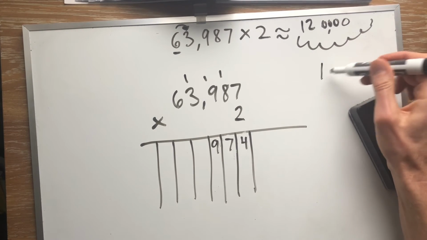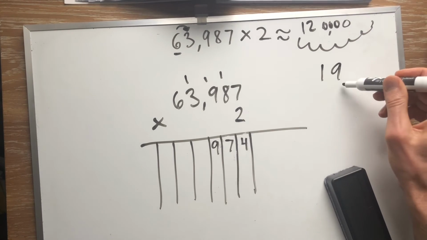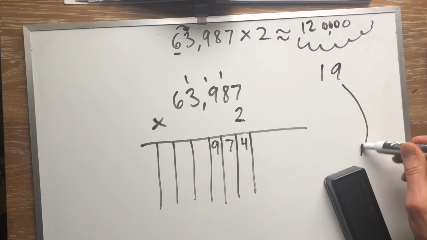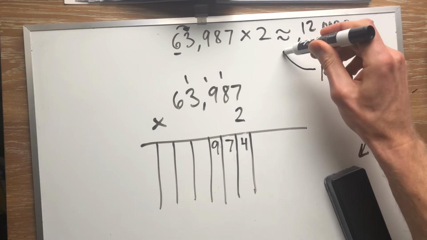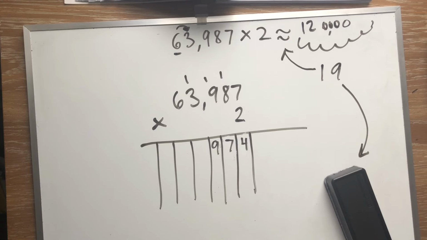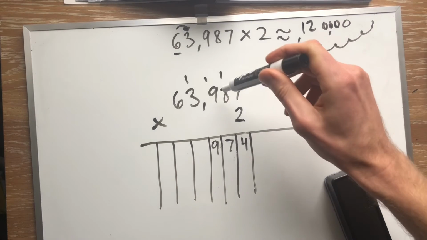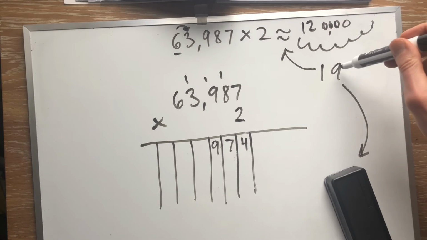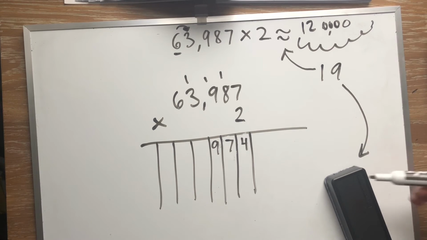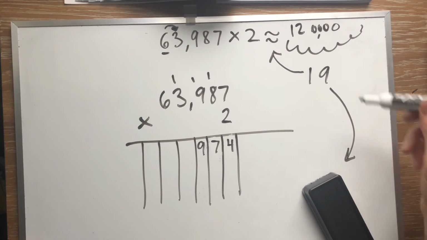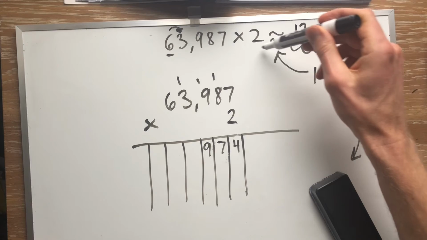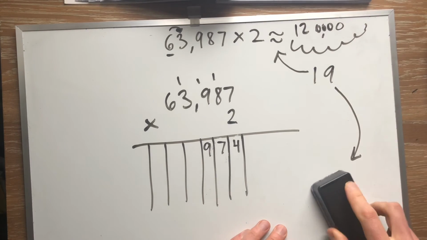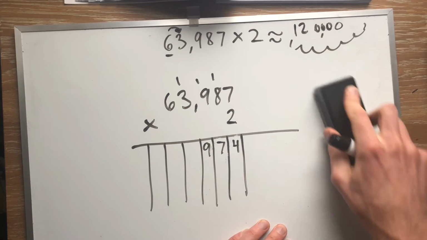So remember, if you have 19, the number on the right is going to go down there, and the bigger number is going to go up there. So in this case, because I was talking about 1900s, 900 goes down here, and then 1000 goes up there. So you're separating the numbers like that.